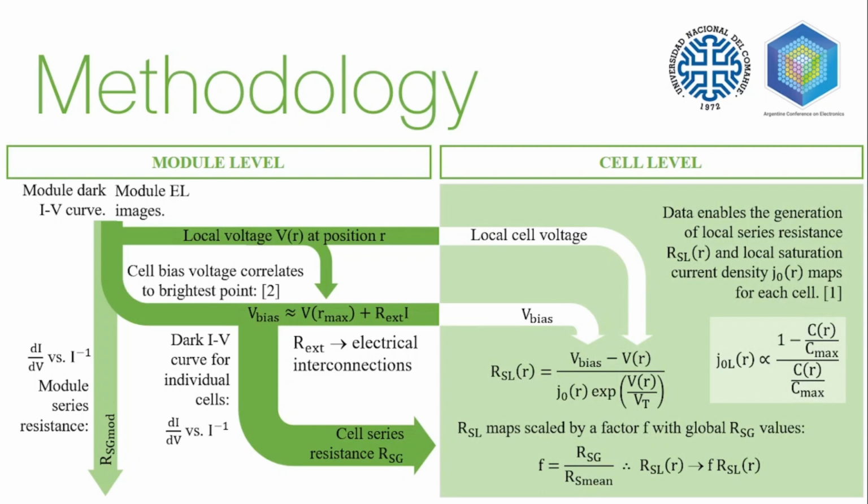To achieve this, the voltage drop due to the series resistance is computed as the voltage drop between the cell terminals and the coordinate r. Current density is calculated using the single diode model. It is necessary to scale the final maps according to global cell series resistance values.